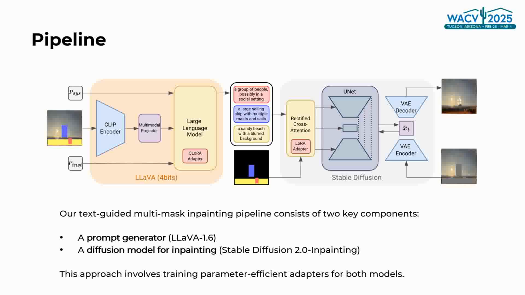Our pipeline consists of two components. The first is the prompt generator, which takes a corrupted image with masks as input and generates suitable prompts for each region to be painted. The second component is the diffusion model for inpainting, which should generate the objects described by the prompts within the corresponding masks in a single pass. To implement our method, we use LLaVA as the prompt generator and Stable Diffusion 2 Inpainting as the inpainting model. Both components are fine-tuned for our task using parameter-efficient techniques such as QLoRA and LoRA.